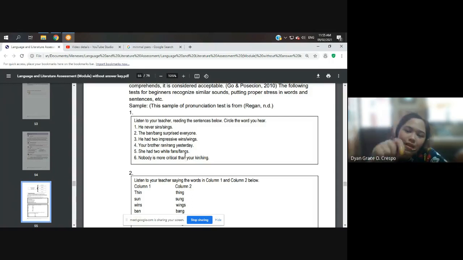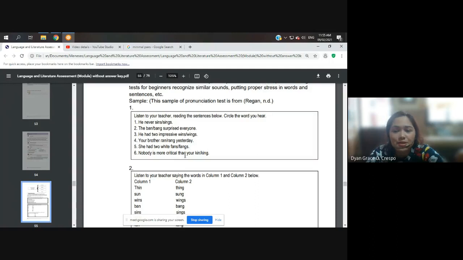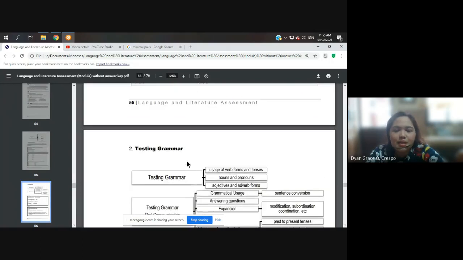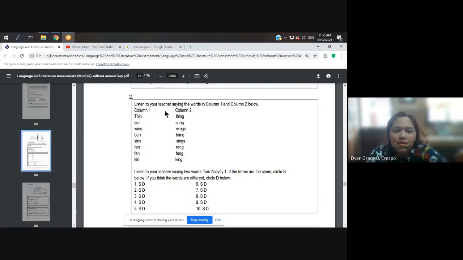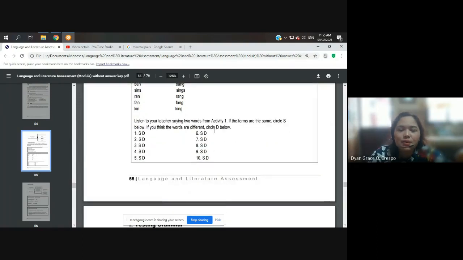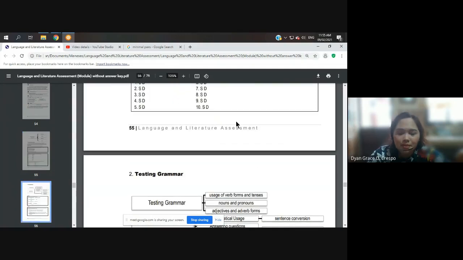So, we will check that. That's an example of a pronunciation test. Okay? Aside from that, we also have: listen to this, say column A, thin, and repeat after me. That's how the teacher does it. Thin. Thing. Sun. Sung. Wins. That's an example of this. And of course, there are different ones below.